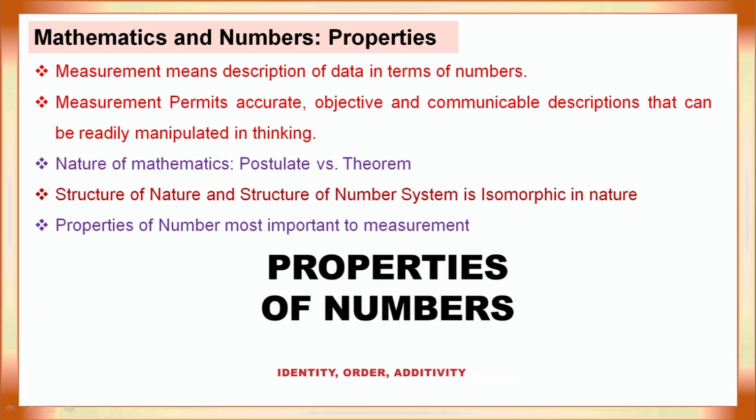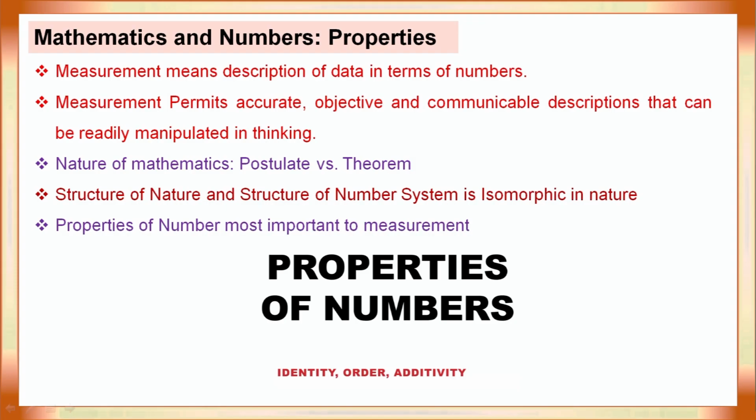Now, before we come to the levels of measurement, we should know about the three important properties of number. It is very important, because to understand the four levels of measurement, the number has three important qualities, which are known as identity, order and additivity.